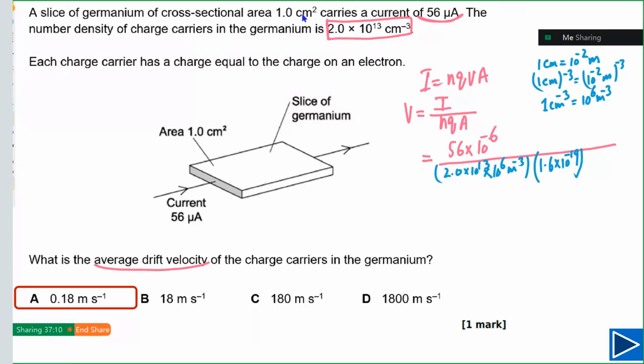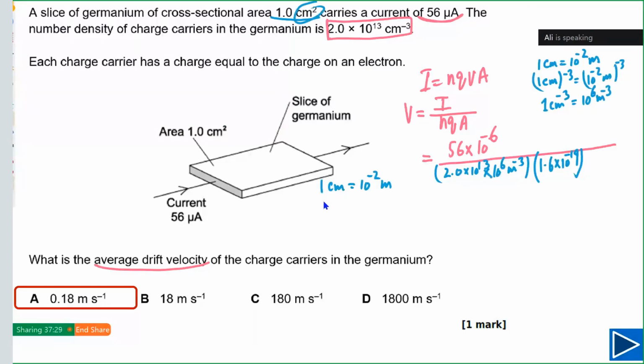A is given to you here as 1 centimeter square. So first thing you need to understand is how to convert this one. 1 centimeter is equal to 10 to minus 2 meters. So we can write down 10 to minus 2 meters here. Now we need centimeter square. So this is square.